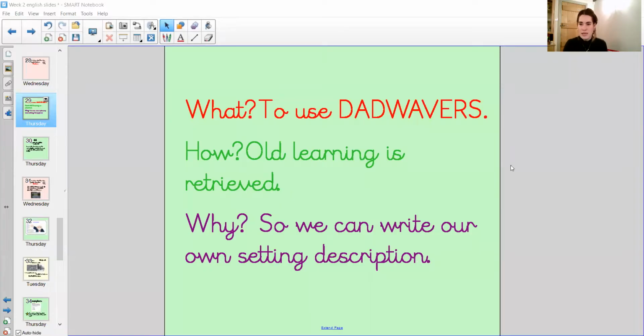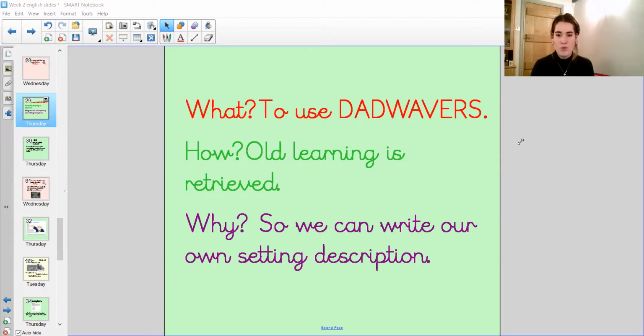I'm going to share my screen so we can see what we're doing today. I think I mentioned this at the beginning of the week, but what we are going to be doing this week is using our Dad Waivers structure. Now, if you think back to before half term, before the Christmas holidays, we had a go at writing our first Dad Waivers, and we did such an amazing job. Miss Sarton and I were so impressed at your writing that we thought we'll try again with our setting for our story in the Himalayas. Okay, so we're going to be using our Dad Waivers structure again.